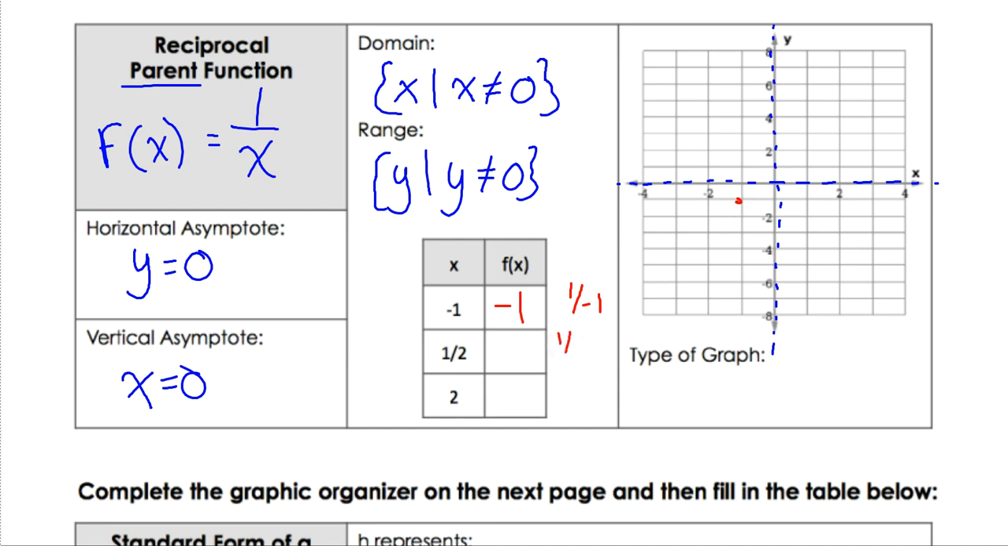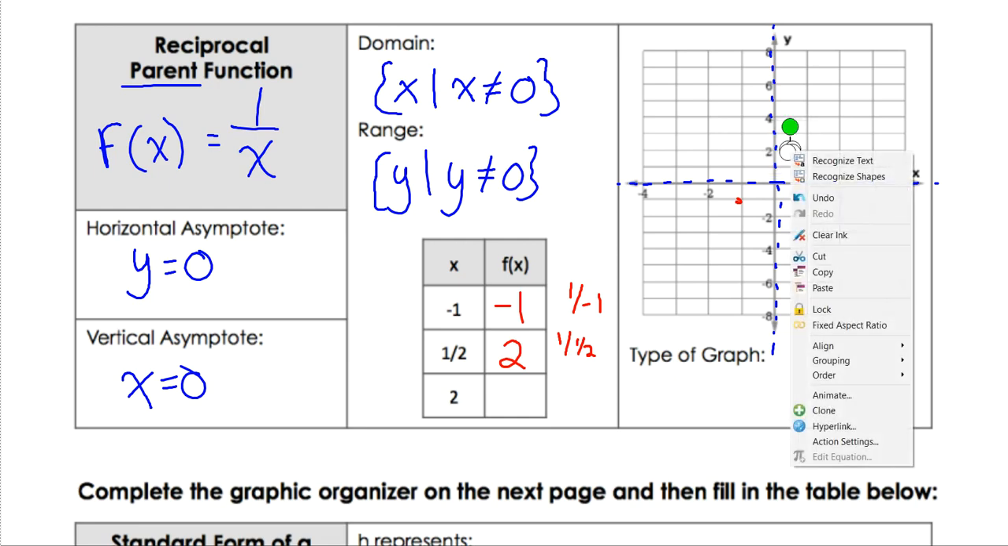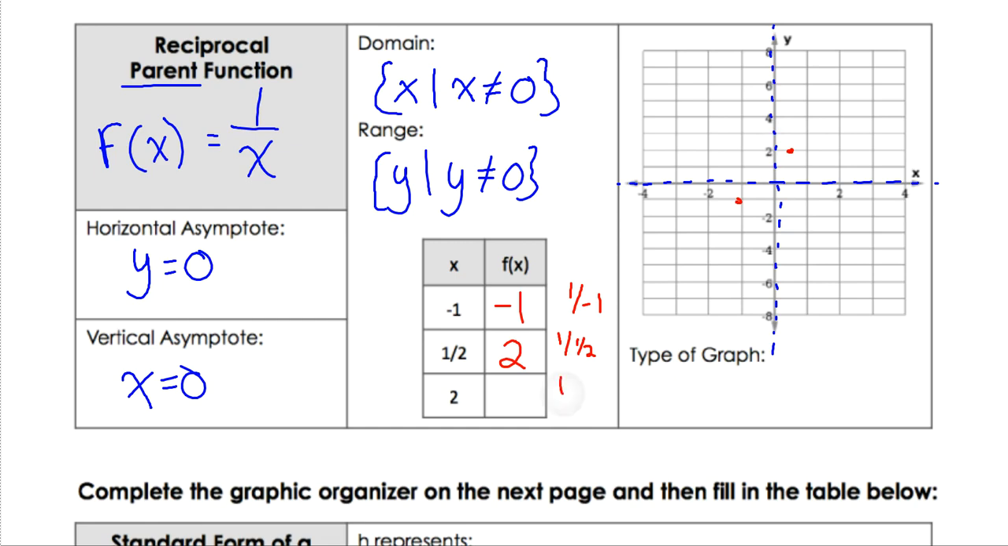If I plug in a half, I get 1 over a half, which if we think about it flips that 1/2 upside down, that becomes a 2. So when I plug in a half, I get out a 2. So if I go over to a half, up to 2, I'd have a point. If I plug in 2, I would have 1 over 2, which is of course a half. So over to 2, up to a half, puts a point there.